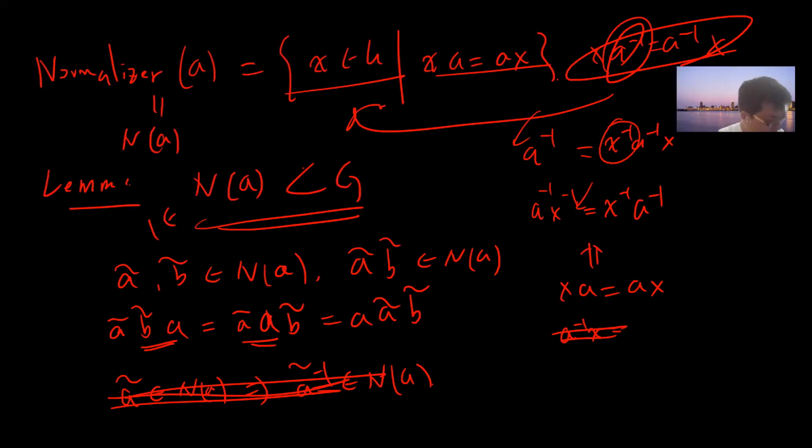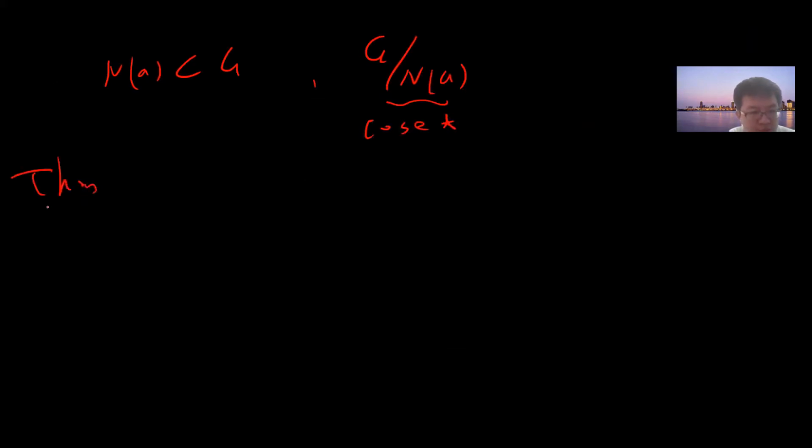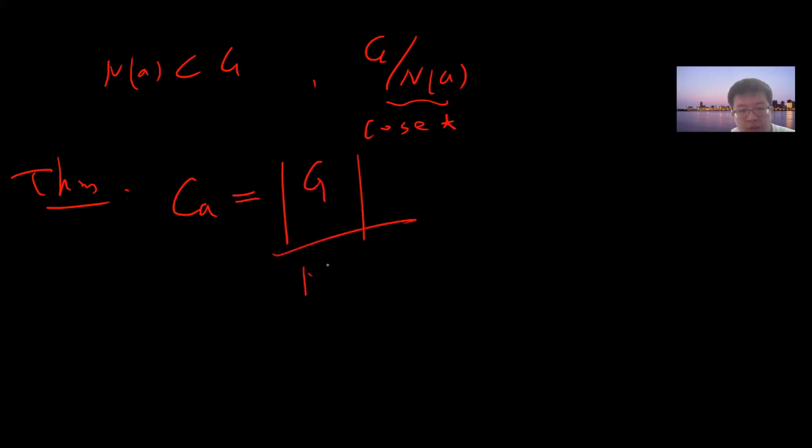Okay, so since it's a subgroup, we can talk about the quotient. N of A is a subgroup of G, so we can talk about cosets. Now comes the important theorem. The theorem is that the number of elements in the conjugacy class of A, C_A, is the same as the index of N of A in G, G divided by N of A.